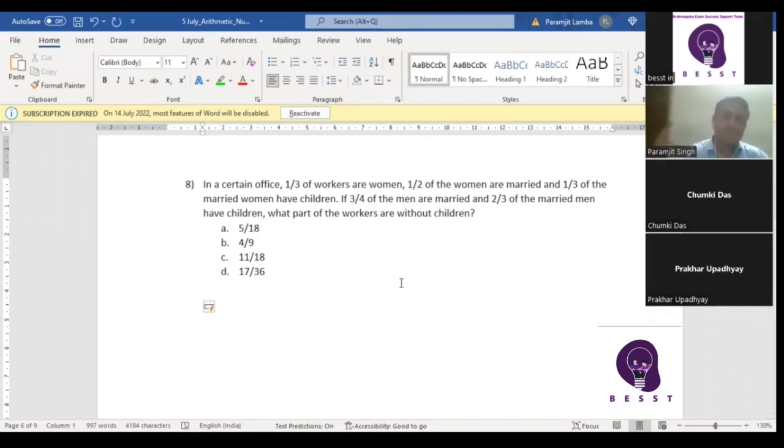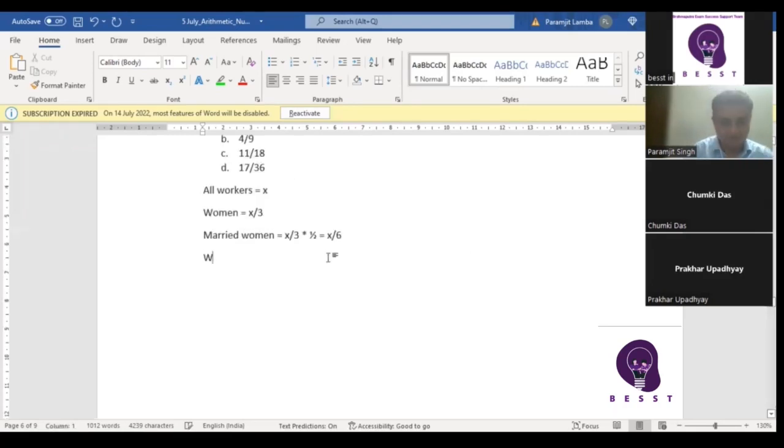So what is the total number of workers in the office? Let us assume all workers are x. So how many women are there? 1/3 of x, or x by 3. 1/3 of the workers are women. Half of the women are married. So how many married women are there? X by 3 into half. So what is the answer to this? X by 6.